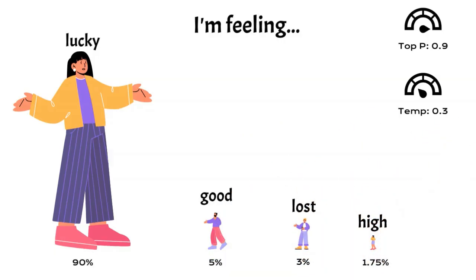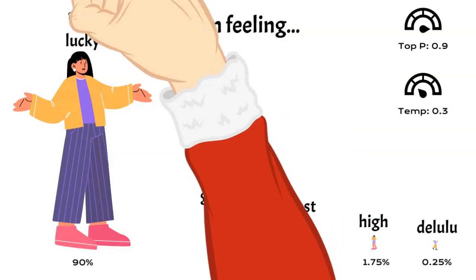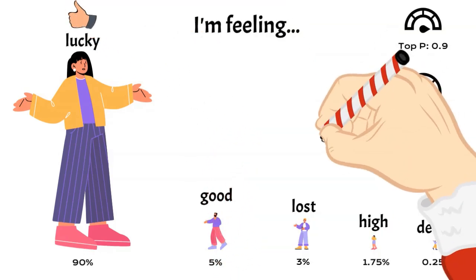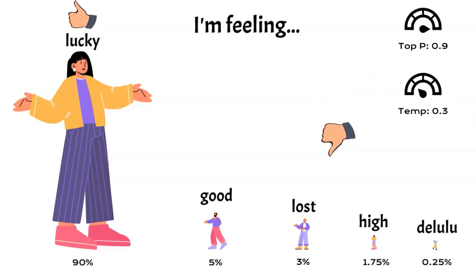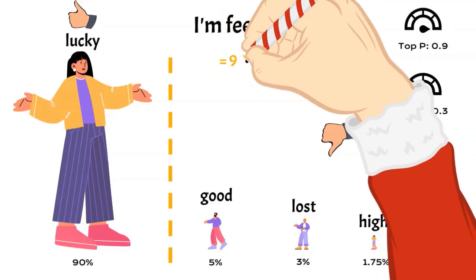Again, this is an oversimplification of how temperature works, but the impact of lowering the temperature is consistent across models and use cases. The core function of lowering the temperature is to make the highest ranked token's probability more dominant and suppress the probabilities of all other tokens. With our top P score still at 0.9, only Lucky would be considered.